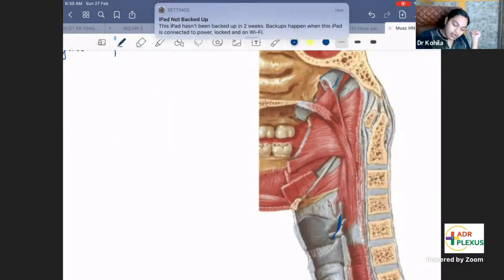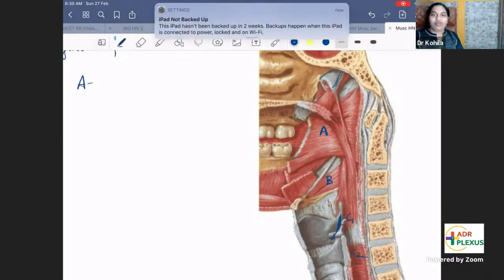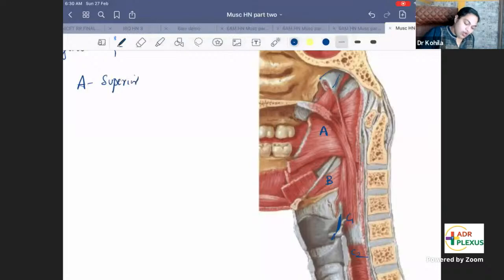I'll label it. You're going to tell me, okay, this is A, this is B, this is C1, this is C2. Okay, so A, what is A? That's the topmost. So the three constrictors: superior, middle, and inferior. So the top one will be, of course, superior constrictor. Can you tell me where it is originating from?